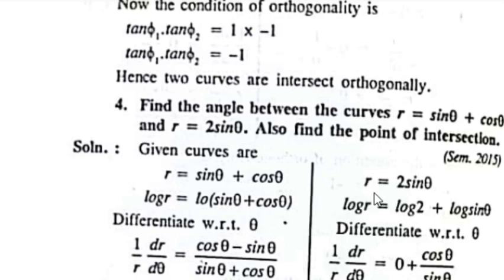Or tan gets cancelled, and φ1 is equal to π/4 + θ. Now take the second curve, r = 2 sin θ. Apply log: log r = log 2 + log sin θ. Differentiate with respect to θ: you get 1/r dr/dθ, which is 0 from log 2, then the differentiation of log sin θ is 1/sin θ, and applying the chain rule, the differentiation of sin θ is cos θ. This gives 1/r dr/dθ = cos θ/sin θ. Now reverse this, r dθ/dr, this is also reversed, sin θ/cos θ, so this is tan φ2 and this is tan θ. Tan gets cancelled, and φ2 is equal to θ.